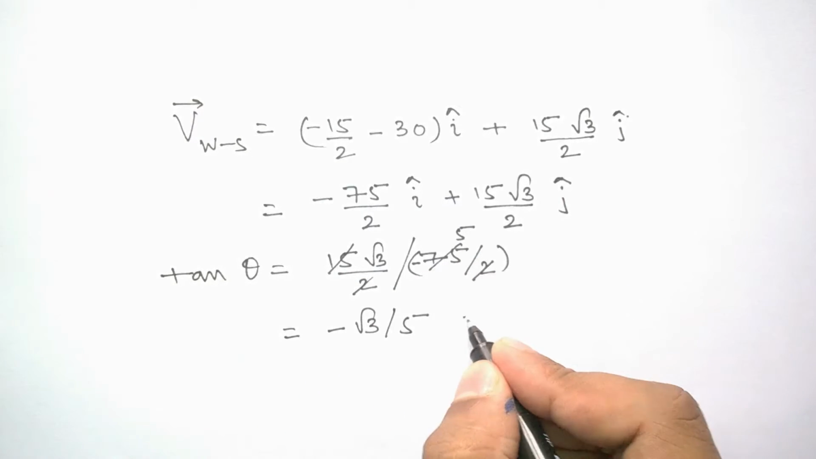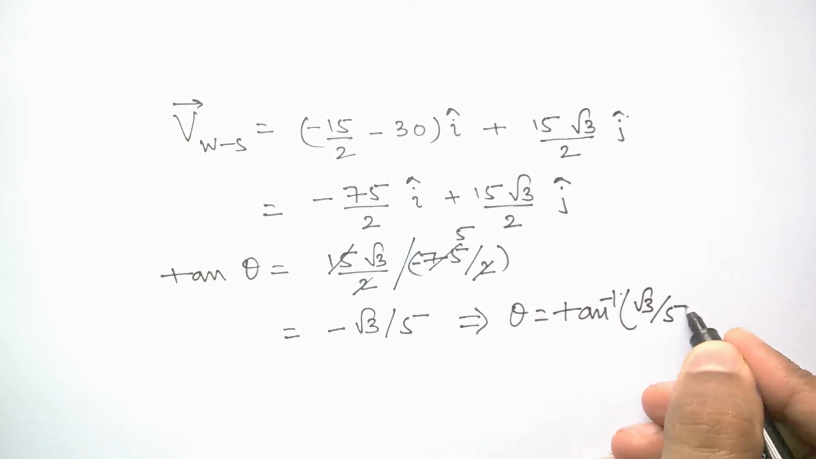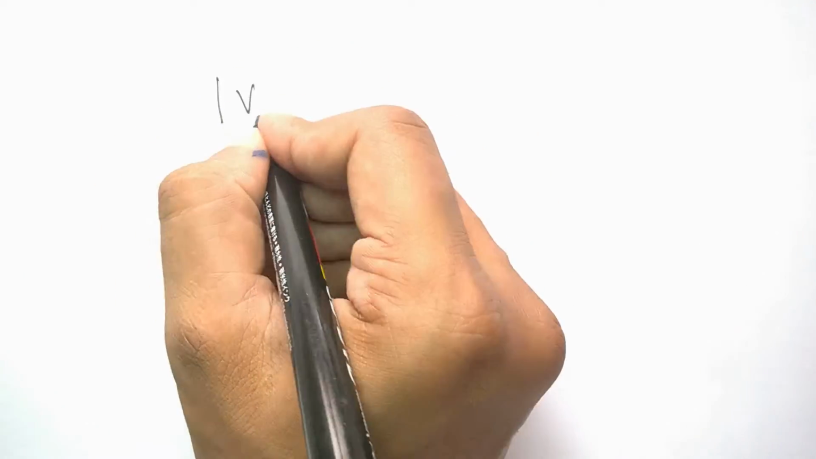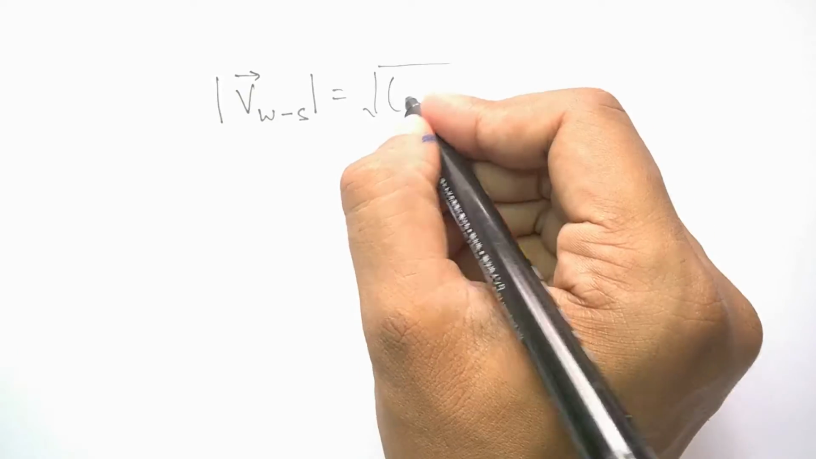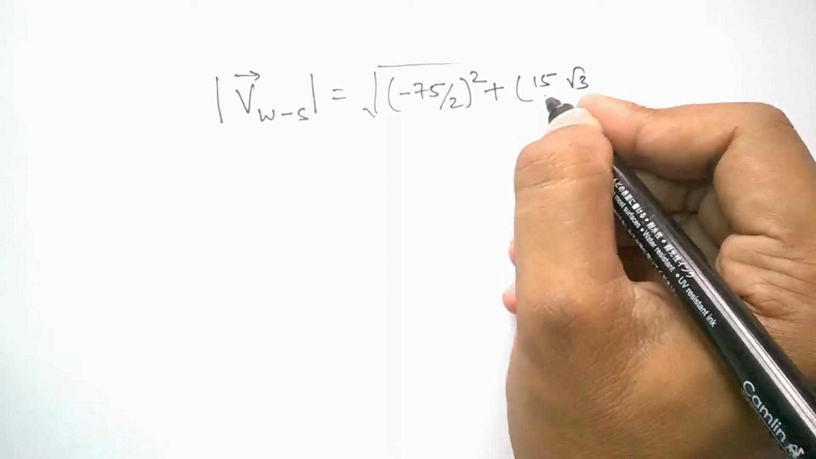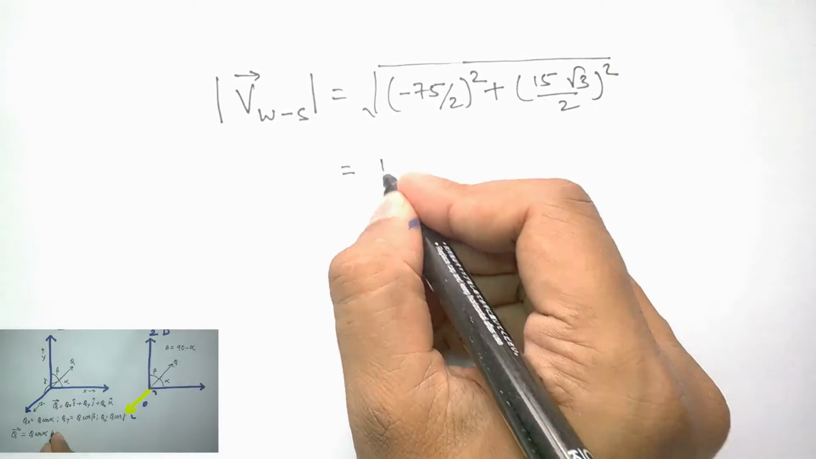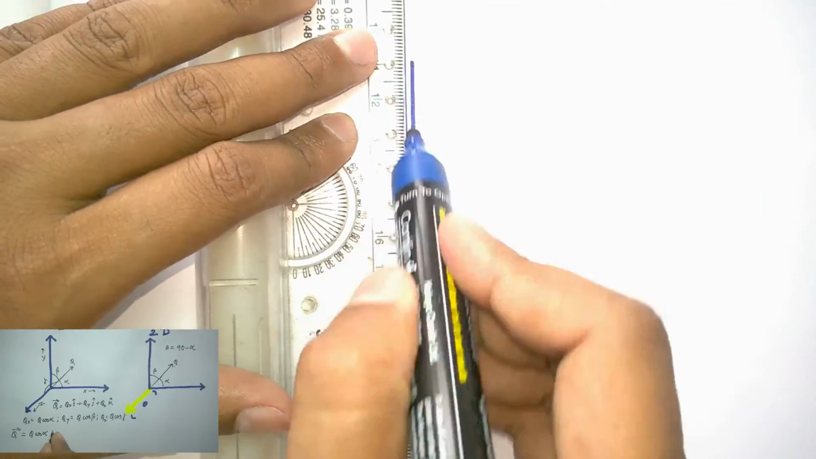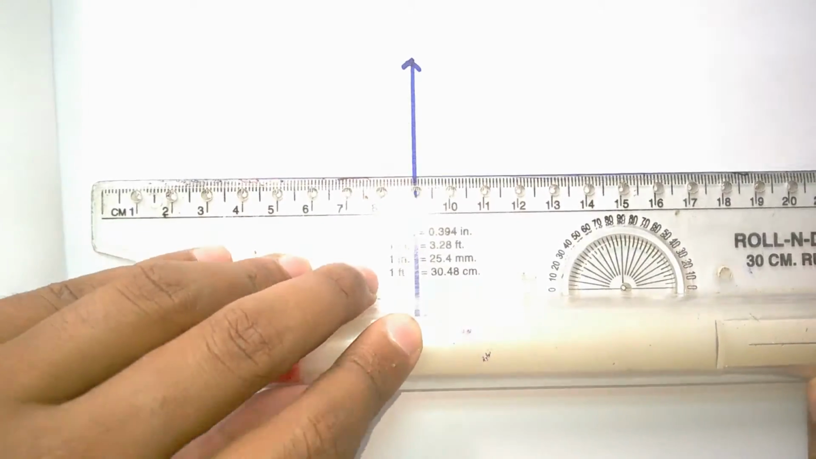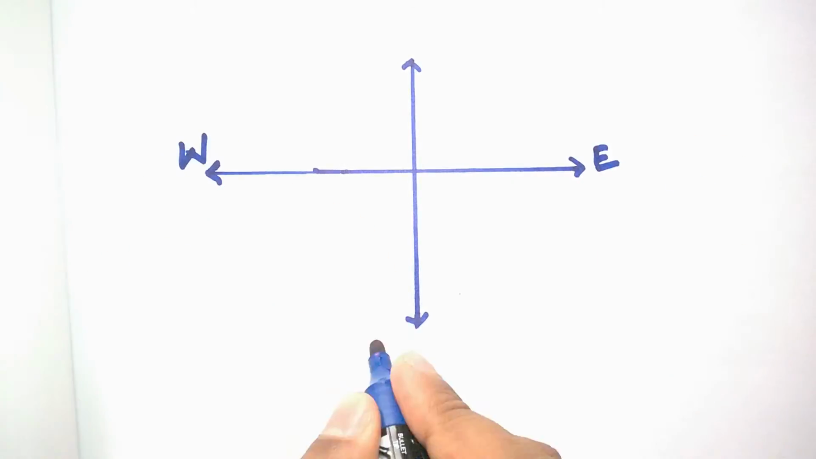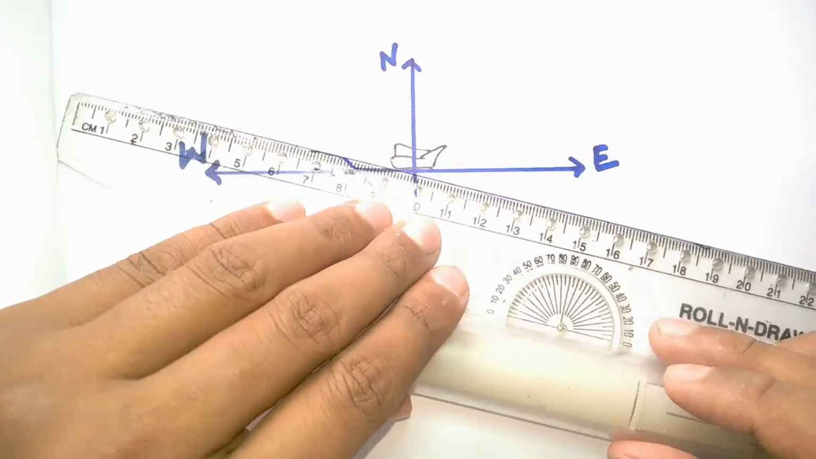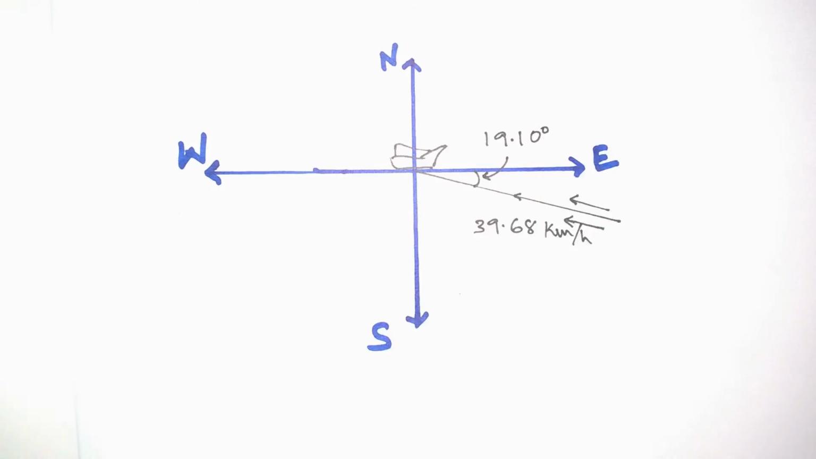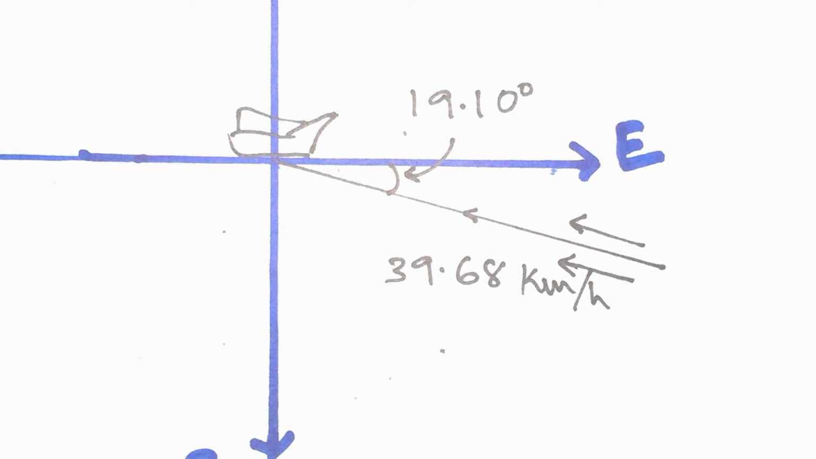So the angle will be negative of 19.1 degrees. Now, the magnitude of wind velocity can be calculated with respect to the observer on the ship, and we will get a value of approximately 40 kilometers per hour. For better understanding, you can click at the bottom left corner of the screen. The diagram can be redrawn from the perspective of the observer on the ship, and in this case, the observer on the ship will experience the southeastern wind blowing at a velocity of 40 kilometers per hour at an angle of 19.1 degrees from the equator.